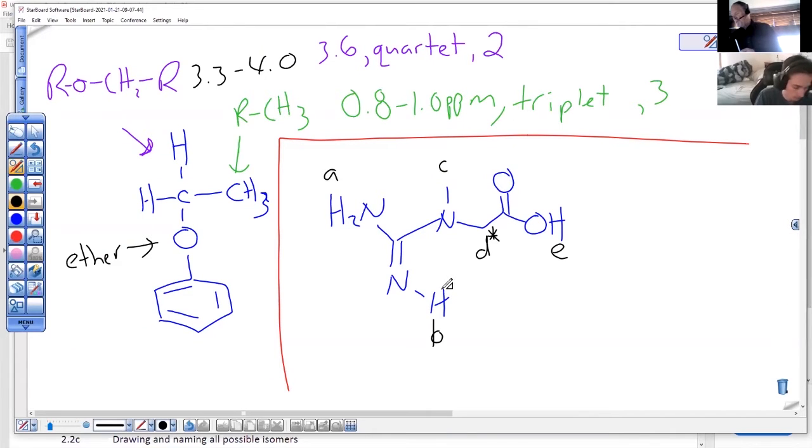So what I'm going to do is look for the ranges for those two. And I'm going to make this higher in the range because it's an sp2 carbon, which will have a little bit of an inductive effect compared to an sp3. But I'm going to put them both in the same range, A and B. And the table says H attached to nitrogen.